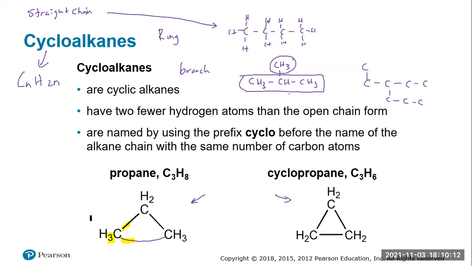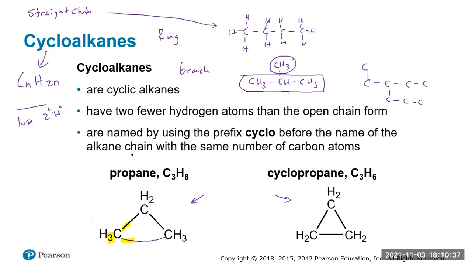So what ends up happening is we actually lose 2 hydrogens for every bond that we make. Every extra bond that we put onto an organic compound, we lose 2 hydrogens, 1 from each carbon typically. And that is why we don't have the +2 part here.